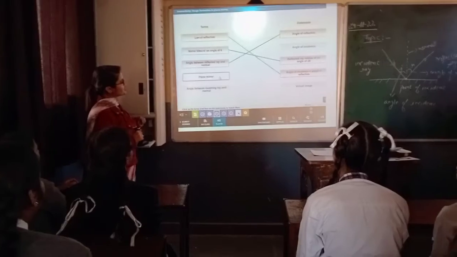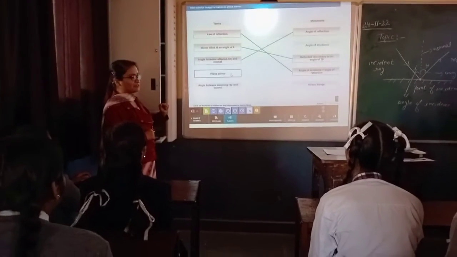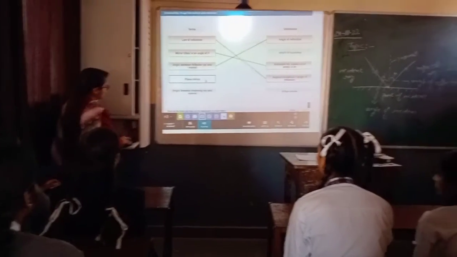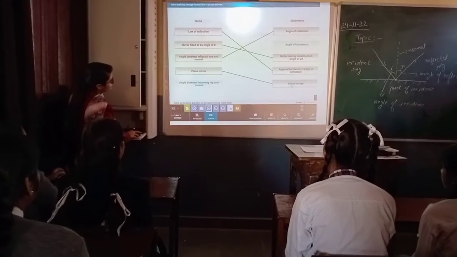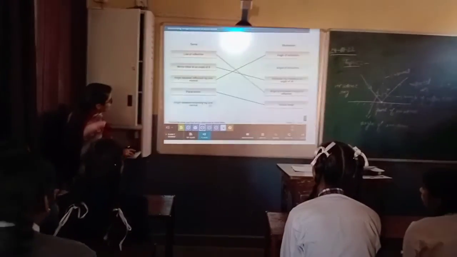Plane mirror. Which type of image is formed by a plane mirror? Virtual image. Angle between incoming ray and normal.